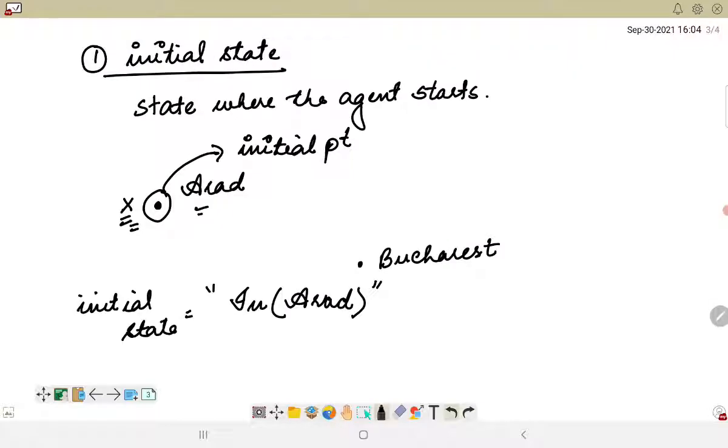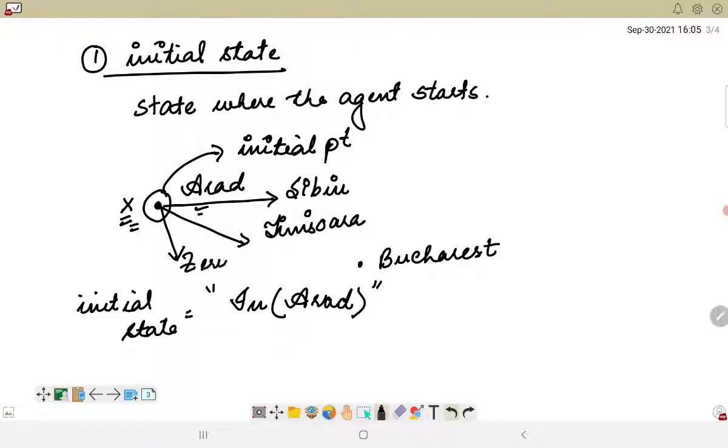Suppose in my previous video, if you go back, I gave you three different routes from the initial point through which the agent can make its travel. So this is maybe via Sibiu, or maybe via Timisoara, or maybe via Zerind. So these are the three different cities through which the agent can make his travel from Arad to Bucharest, right?